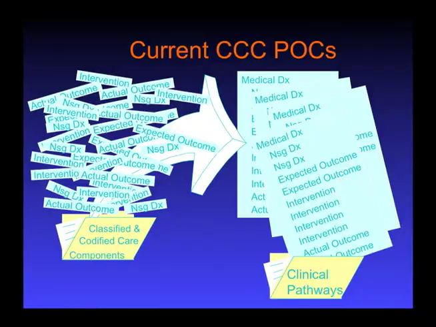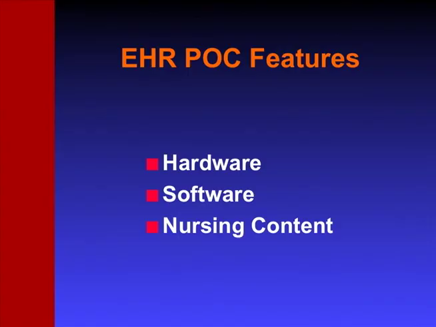Now that we have reviewed the framework, I want to point out that the current paper plans of care are impossible to retrieve and or analyze. But in an EHR plan of care with the CCC terminology, you can provide a standardized plan that can be used not only for documentation, but also for analysis of clinical nursing practice. Such a system requires at least 3 features: hardware, software, and nursing content that you should be aware of.